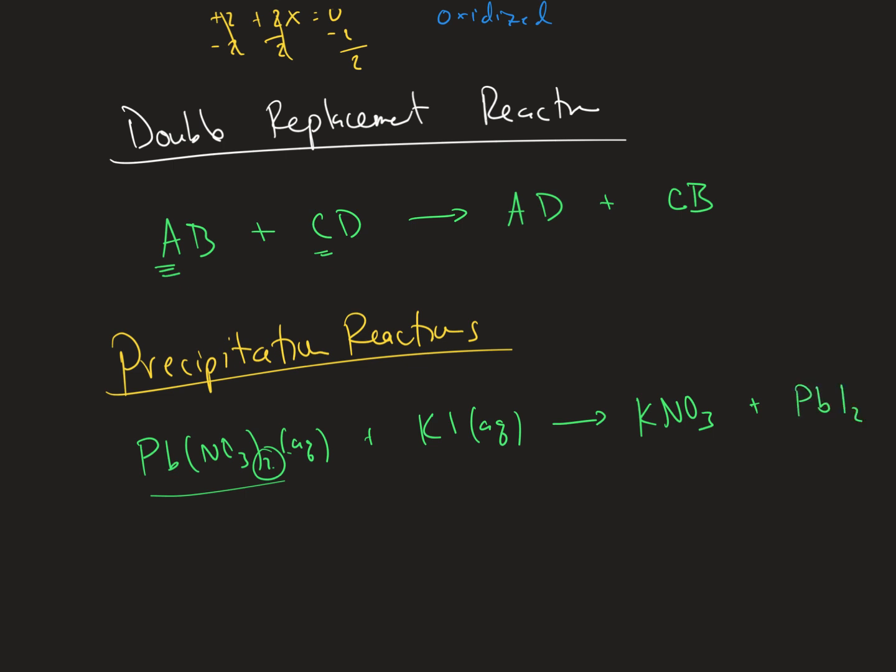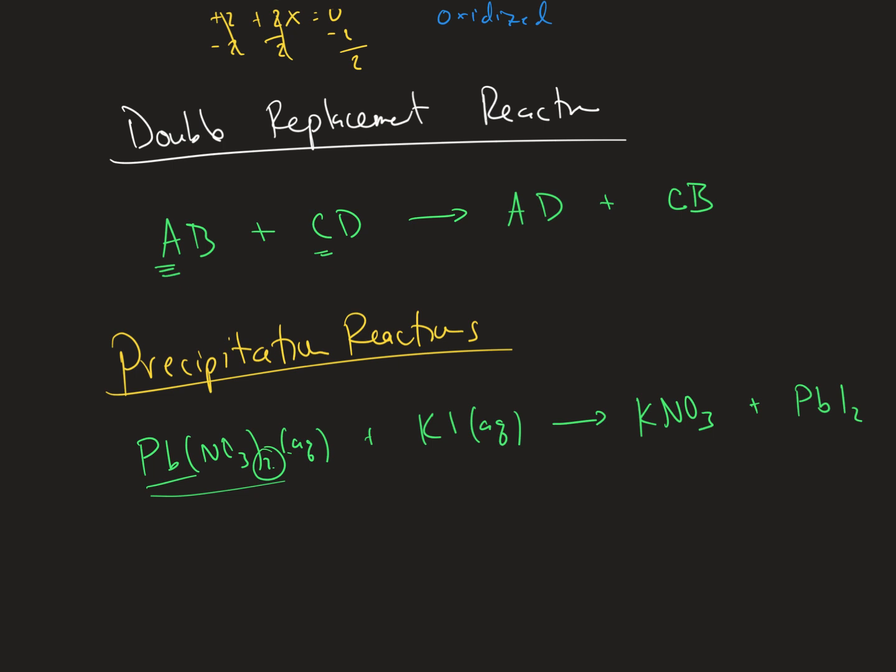PbI2. This is lead 2 plus. We can tell by figuring the charge out. So remember, lead and tin are variable cations, like the transition metals. So you have to check. Iodine is just 1 minus. Cross the charges, simplify. All right.